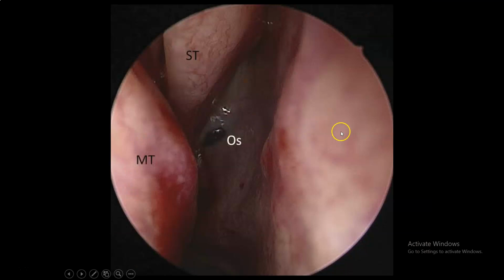Another view from the other side, this is from the right side of the patient. This is the nasal septum, this is medial, and this is lateral. This is the middle turbinate, this is the superior turbinate, and you find that the sphenoid ostium is present in the upper part of the sphenoid sinus, medial to the superior turbinate.